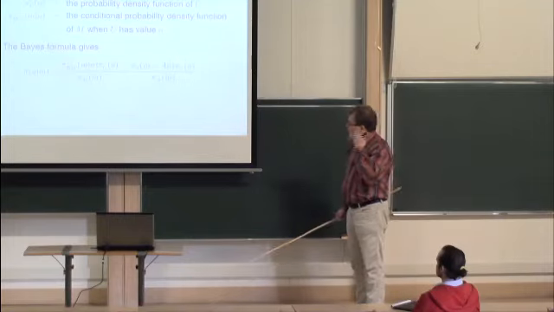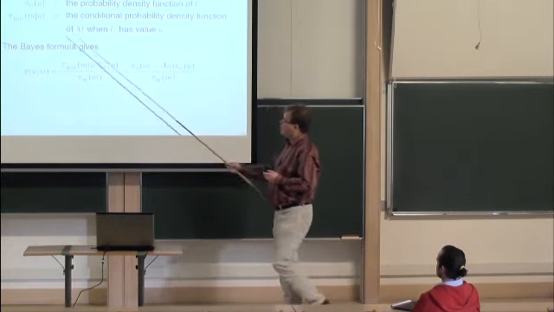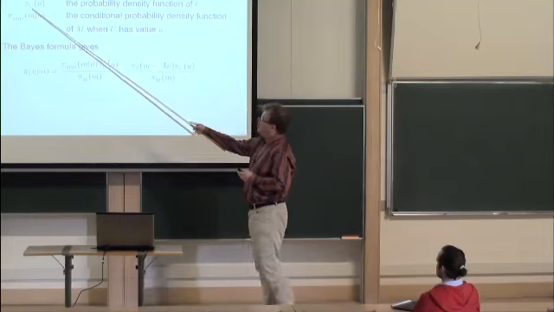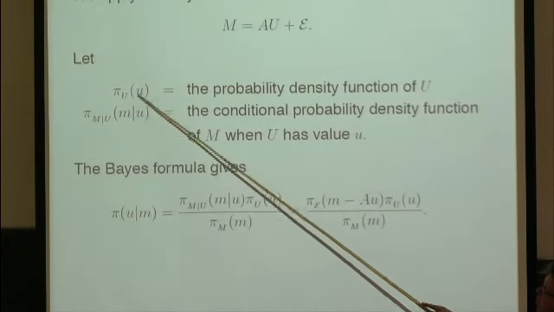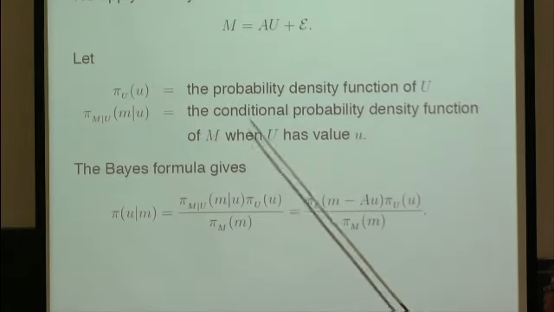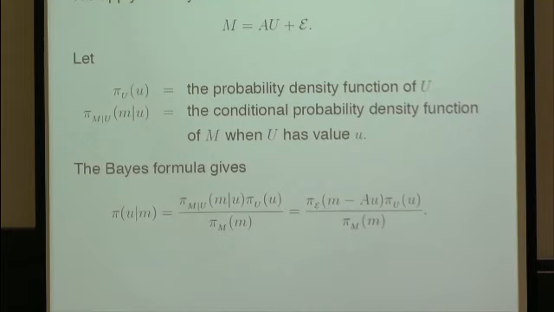So let me just recall the Bayesian method. I denote here this π_u(u). This is for the unknown u, the probability density function evaluated at value u. Here I have conditional probability density functions.